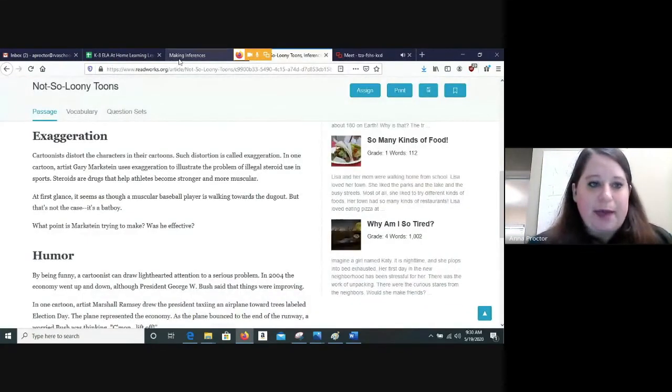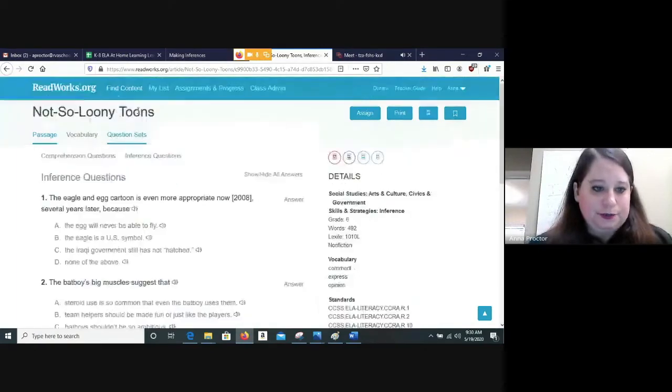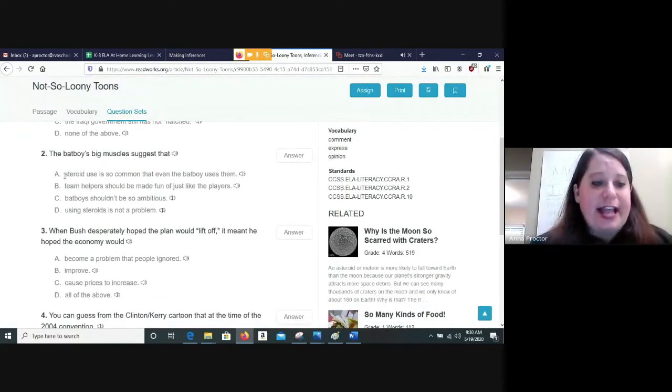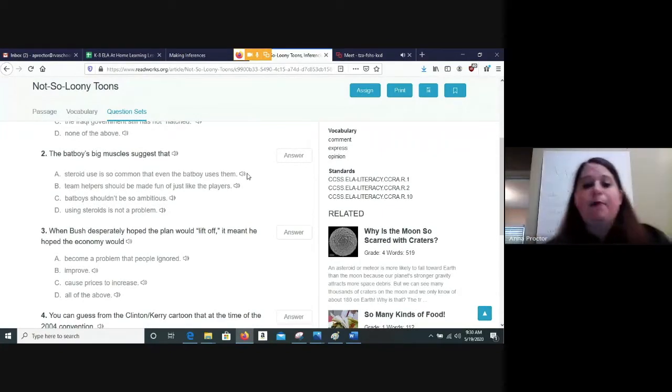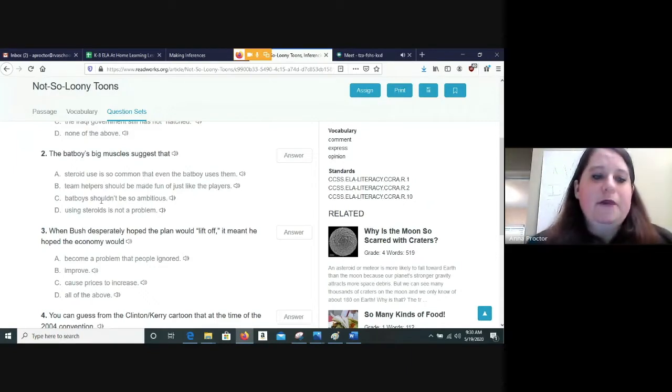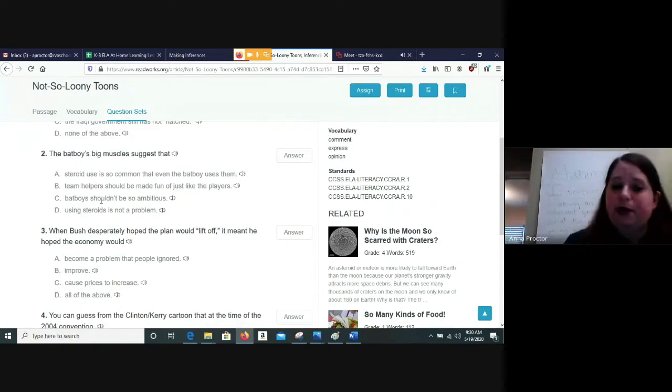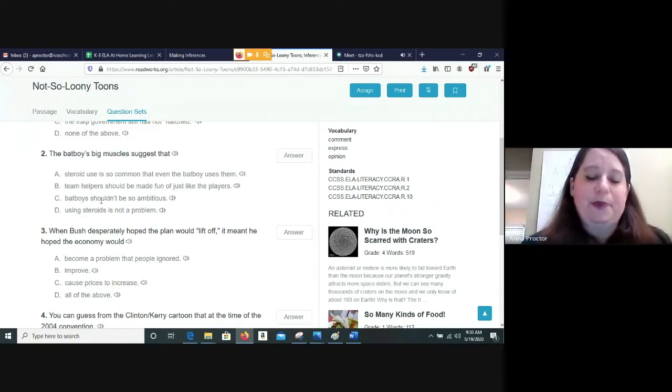So now we're going back to our questions. The Bat Boy's big muscles suggest that A, steroid use is so common that even the Bat Boy uses them. B, team helpers should be made fun of just like the players. B is not correct, so we can slash that trash. That has nothing to do with what we just read. C, bat boys shouldn't be so ambitious, which means shouldn't be trying to be baseball players. We don't have any proof to back that up, and it doesn't go with our background knowledge or prior knowledge.